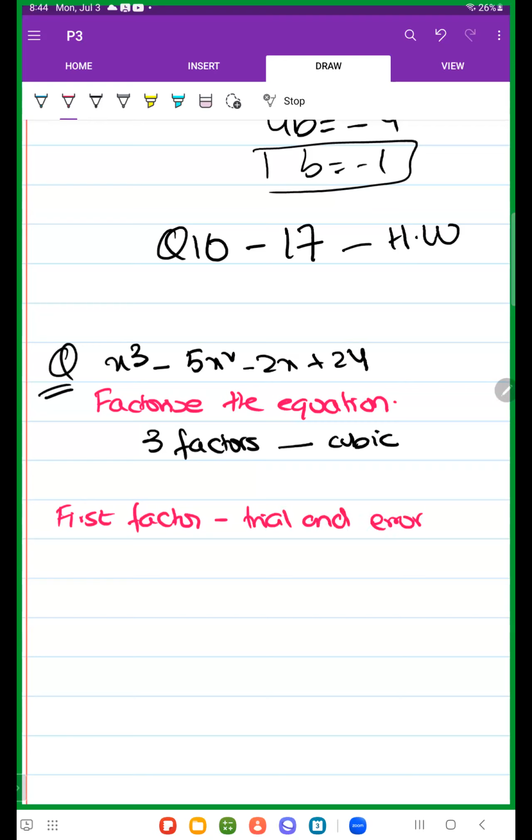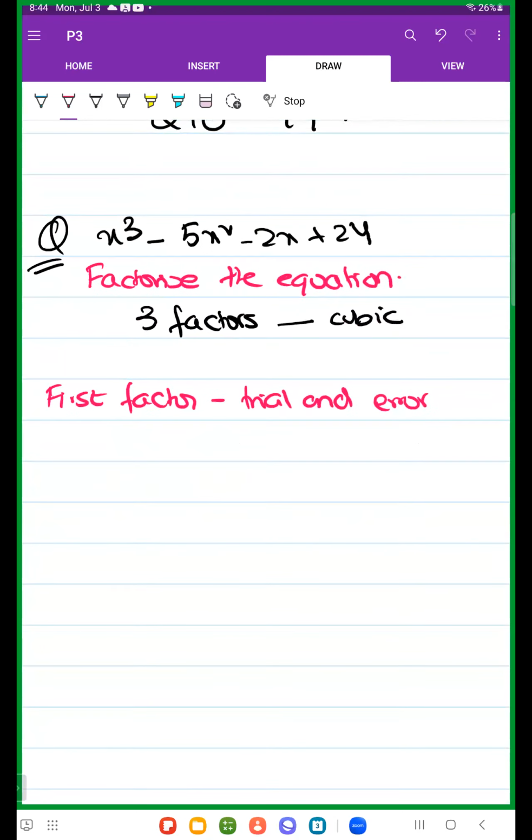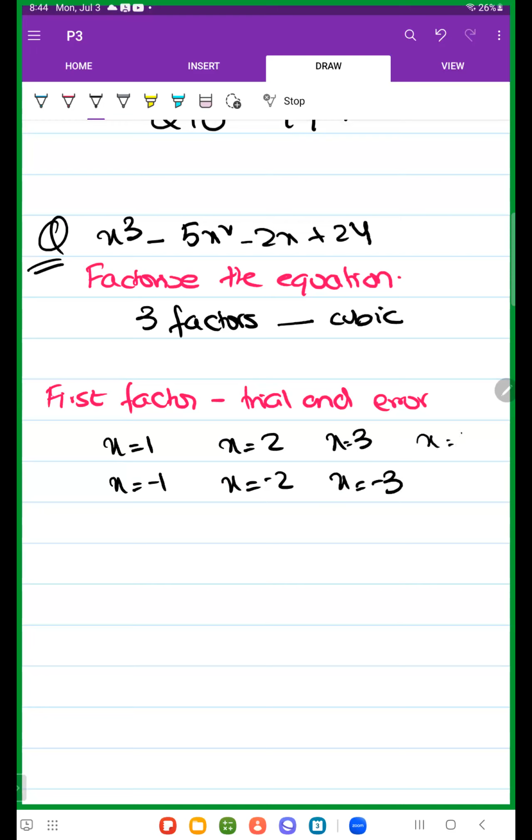How do we do this? You will just plug in random values in the equation to see which value is giving you 0. So first you will start with x is equal to 1, then x is equal to minus 1, x is equal to 2, x is equal to minus 2, x is equal to 3, x is equal to minus 3. When you reach up to 4 or 5, you will get the answer.